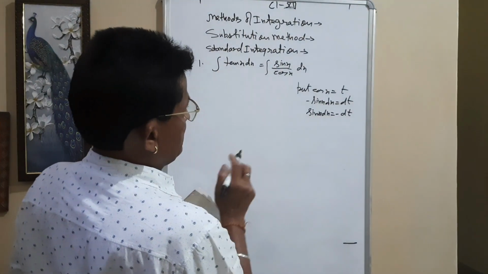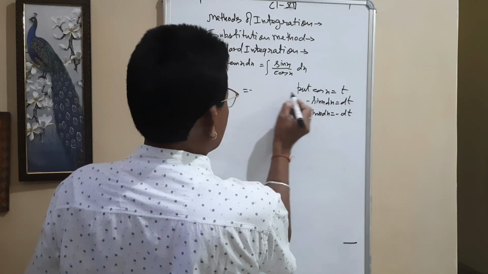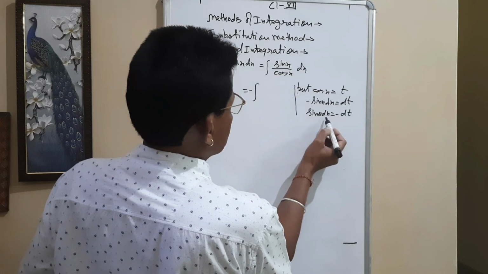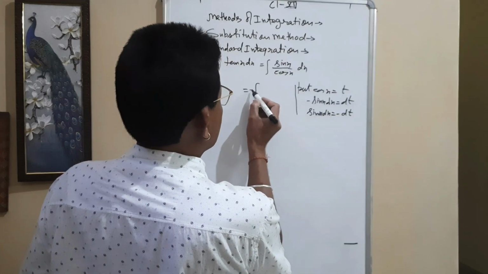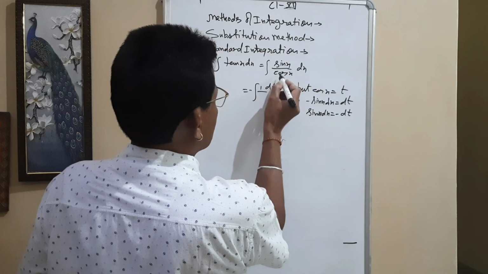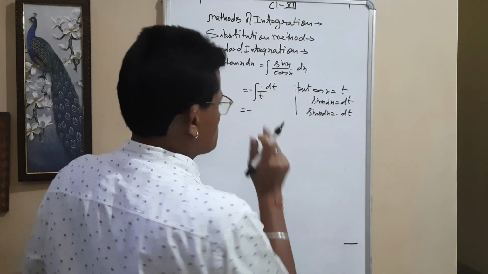Substitution method is most important. That is why try to understand it carefully. Let me take this negative sign out of it. And sin x dx will be equal to minus dt. The negative sign I have taken out, so it is minus integral of 1 upon cos x, and cos x is t, so 1 upon t dt.